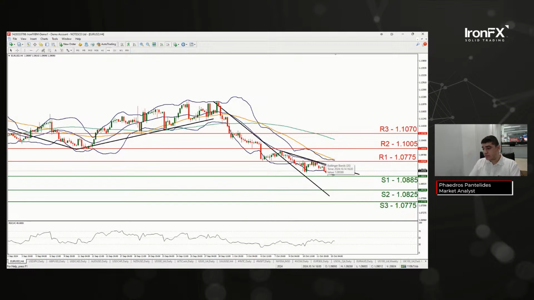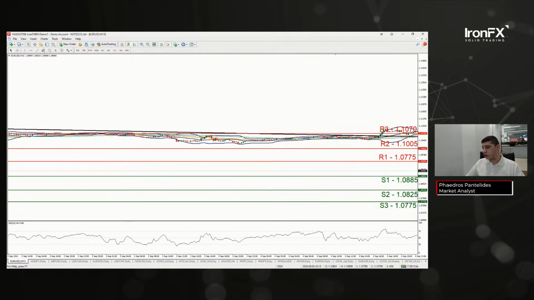And for a sideways bias, we would require it to move up to that R1 resistance level, fail to break above R1, and then maintain a sideways bias between S1 and R1. Now, on the flip side, if it breaks above R1, then we would adopt a bullish outlook.